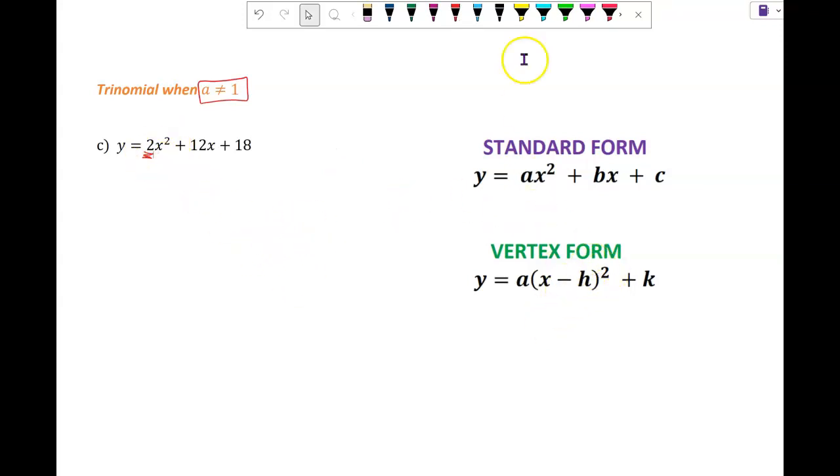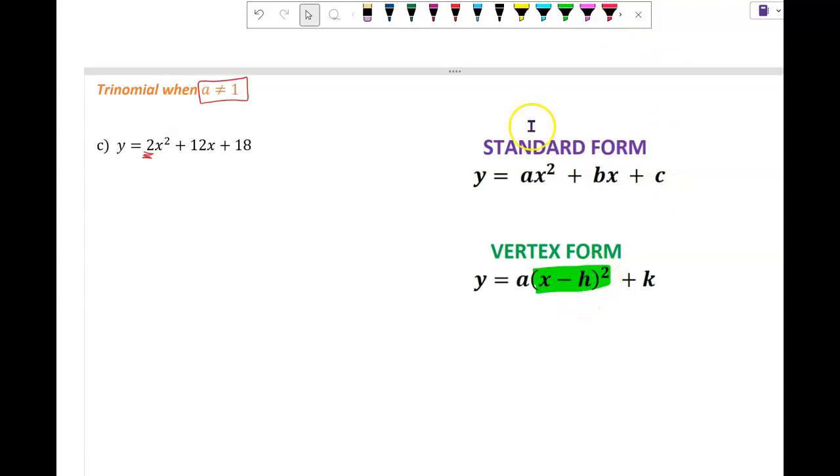So if we look back to what we're trying to achieve, which is to create a vertex form where we have the bracket of x minus h squared, you'll notice that the value in front of this x value is singular. It's 1. If we kept the a value attached to the x squared in this standard form, and we tried to do a perfect square factoring, this value in front of the x will no longer be 1.